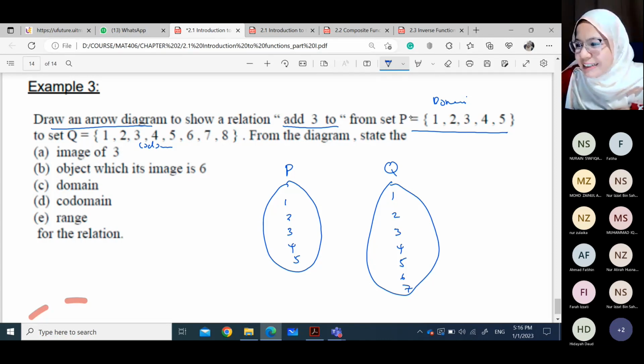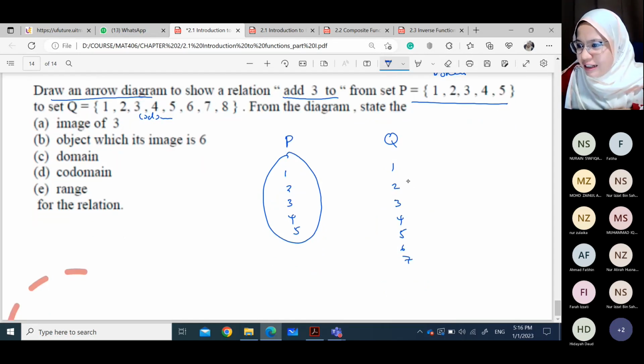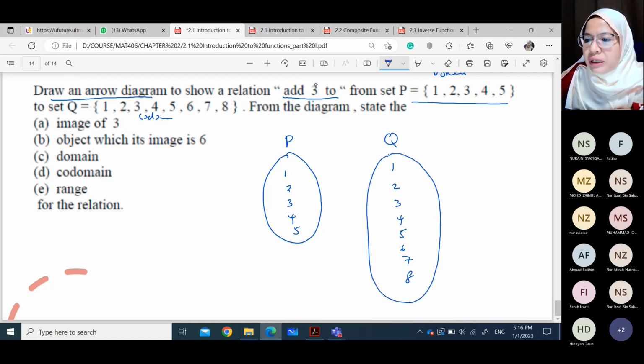Tak muat. Saya buat besar sikit. Okay, so bawah ni 8. Okay, alright. Okay, so kita punya relation adalah at 3. At 3. Okay, at 3.